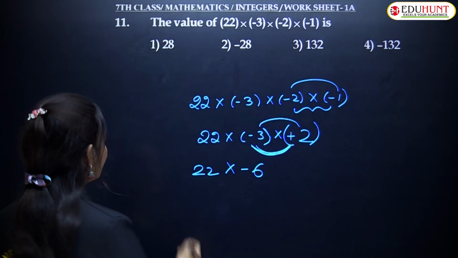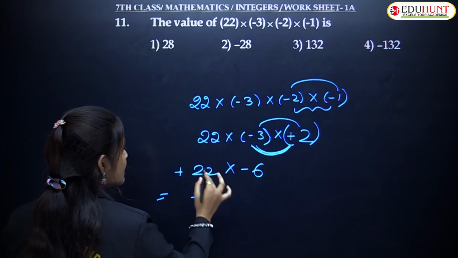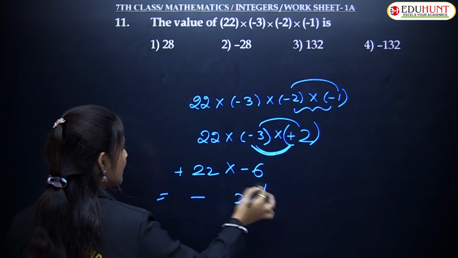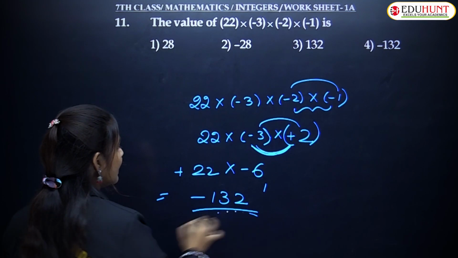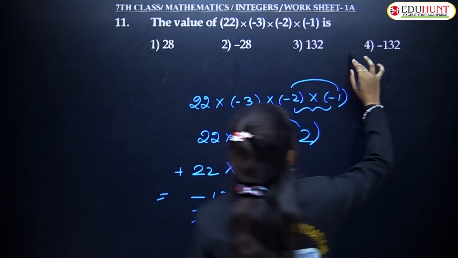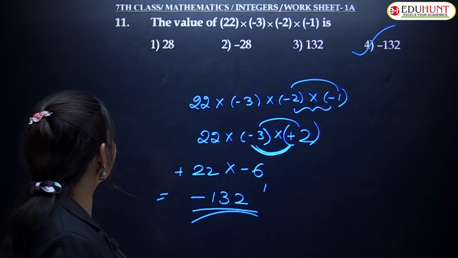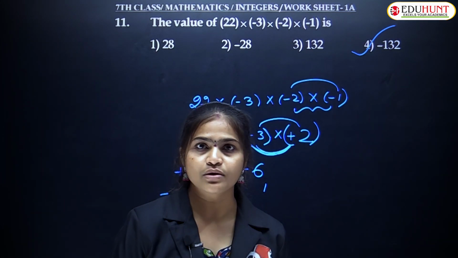Okay, that's what we wrote here. And positive into negative is equal to negative. 6 twos are 12, 12 plus 1 is 13, so 132. Minus 132 is the correct answer. Which option is correct here? Option 4 is correct. Okay children, up to here the 1A worksheet is also completed.